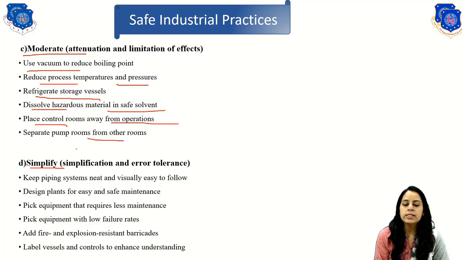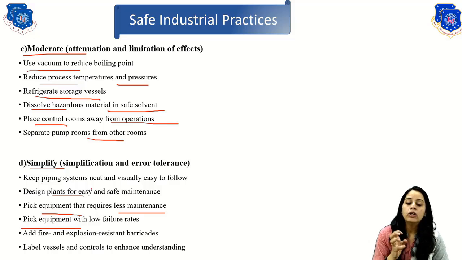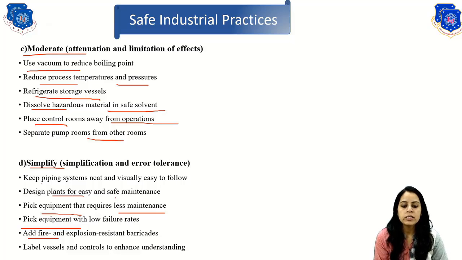Now the last one is simplification and error tolerance. It means keep the piping system neat and visually easy to follow. Then design a plant for easy and safe maintenance. Then pick equipment that requires less maintenance, and pick equipment with low failure rates. Then add fire and explosion resistant barricades. Then label vessels and controls to enhance understanding. So these are all four approaches to enhance safety.